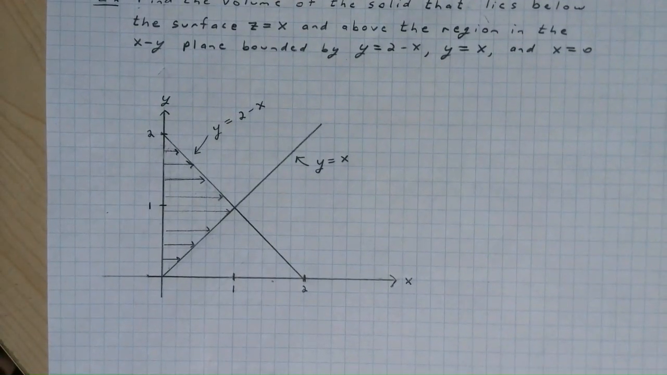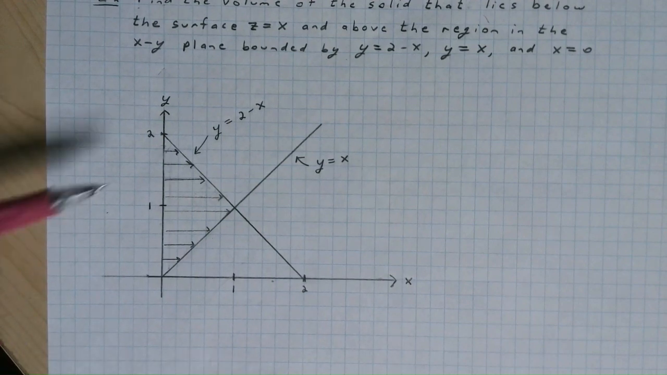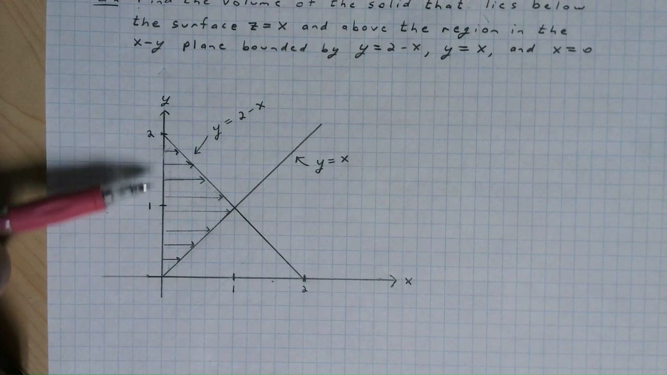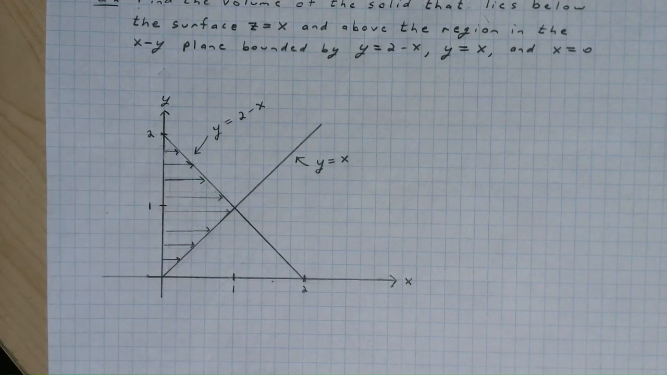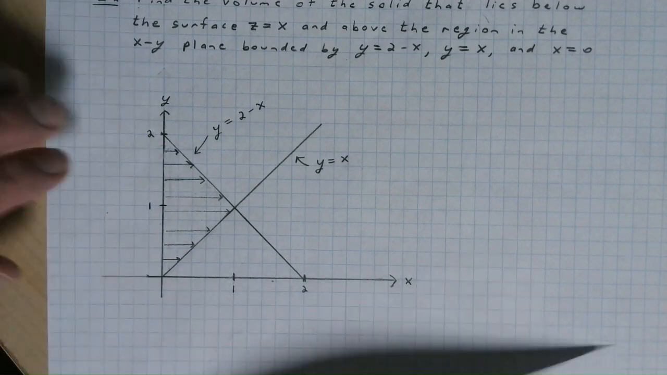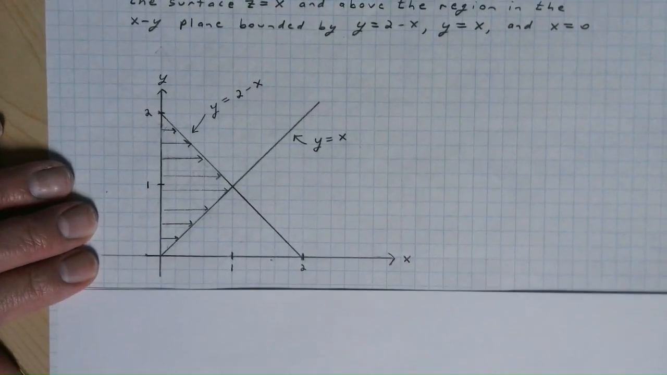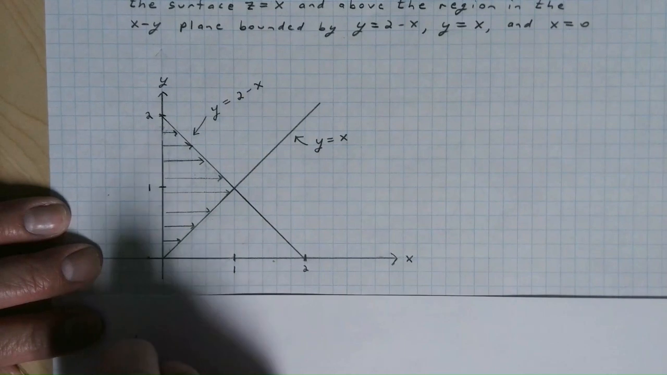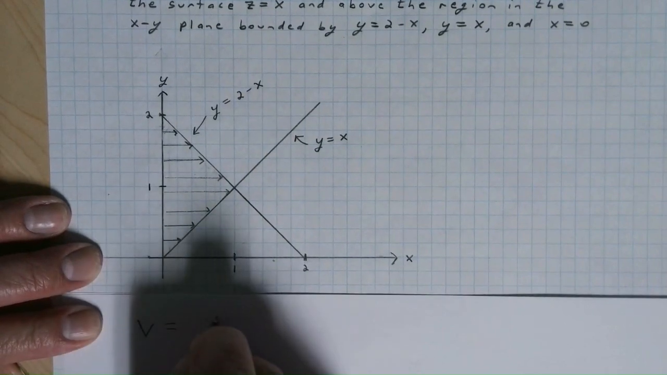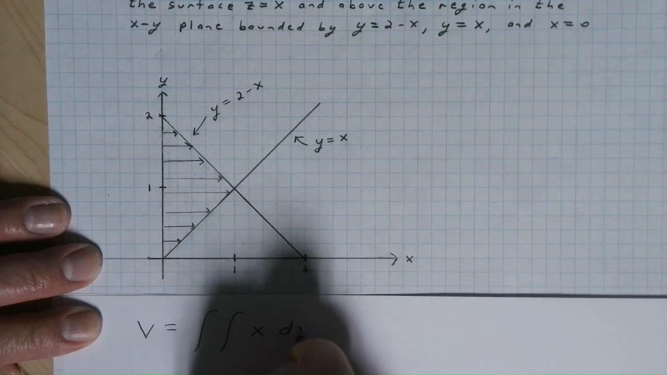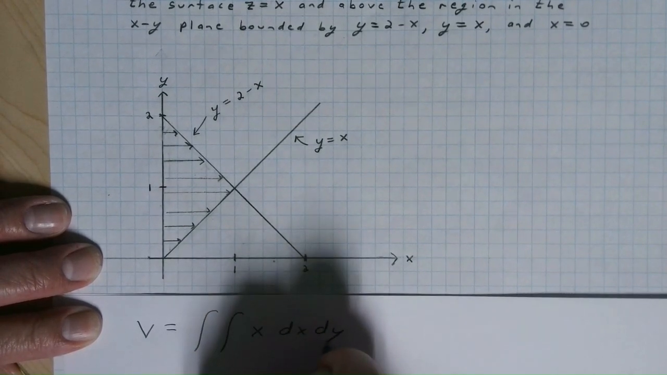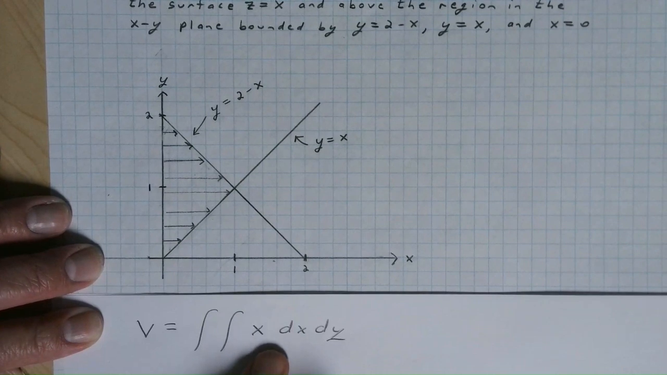So we'll do something like this. And just like before, wherever the arrows start will be your lower bound. Wherever they end will be the upper bound. So let's go ahead and write down this integral. The volume. Double integral, we have x here, and we're going to do dx dy. We're going to do dx first this time.